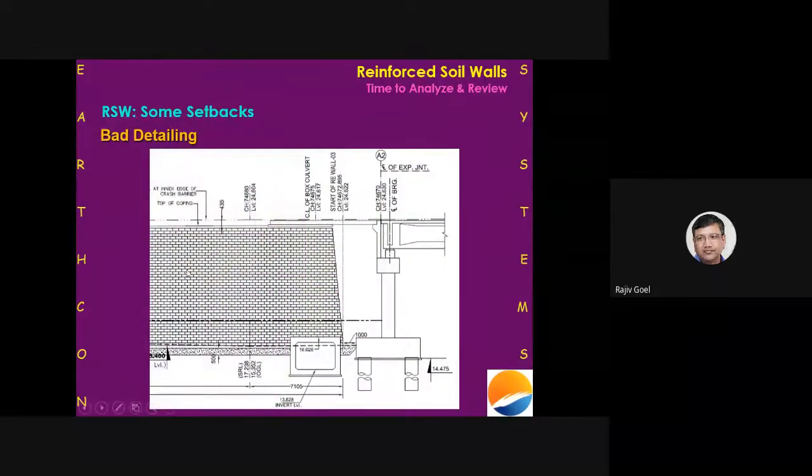One more thing which you can all avoid is having any utility duct very close to the cross wall. Mind you, if this duct is there very close to the wall, it is very difficult to construct reinforced soil walls.